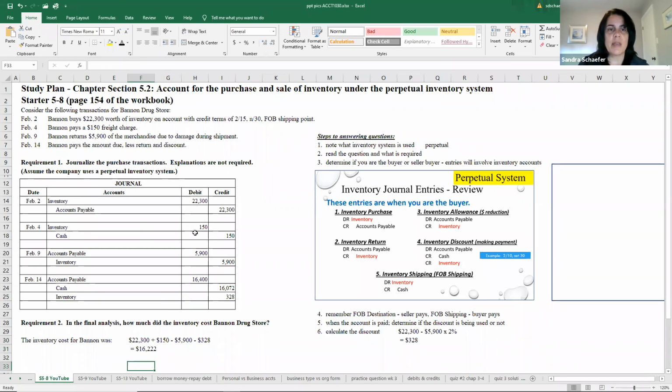Now, a key point to keep in mind, when you're calculating the discount, we don't include any kind of freight or shipping costs that were recorded in inventory. We don't include that amount when we're calculating the discount on the amount to be paid. Because remember, this isn't involving accounts payable. It's a cash transaction that we paid the shipping cost. When we're calculating a discount that the supplier has given us on this accounts payable, you can only include the accounts payable amounts. So the $22,300 minus the $5,900, and then multiply that by your 2% to get the $328. And that is question S5-8.